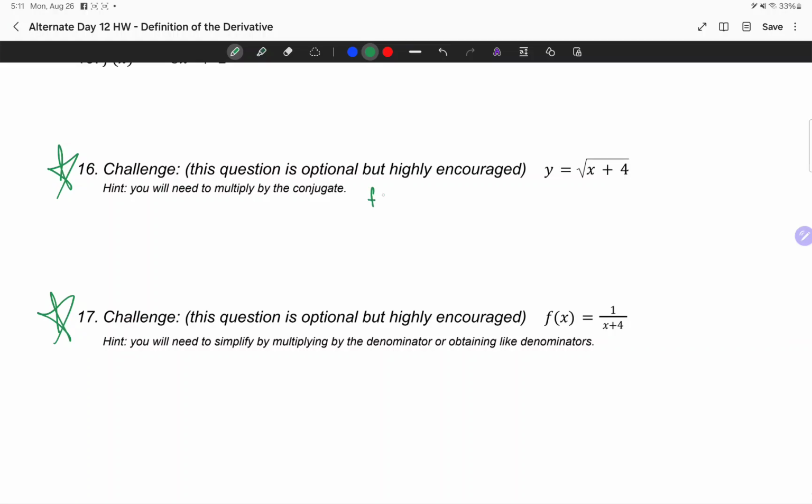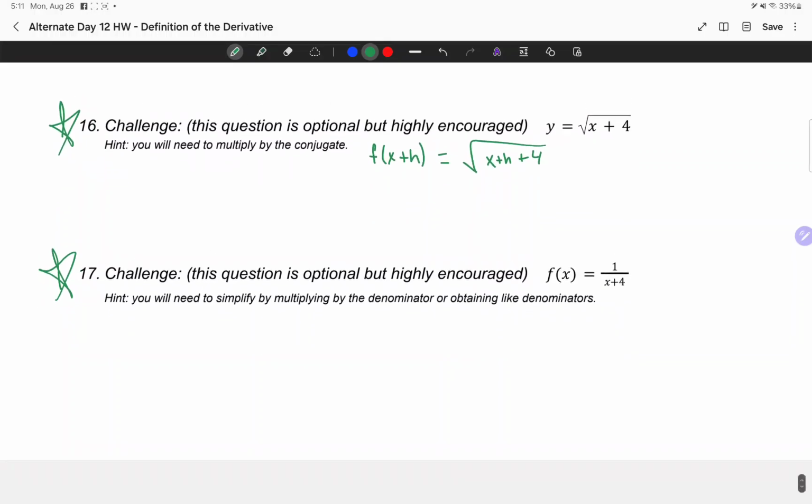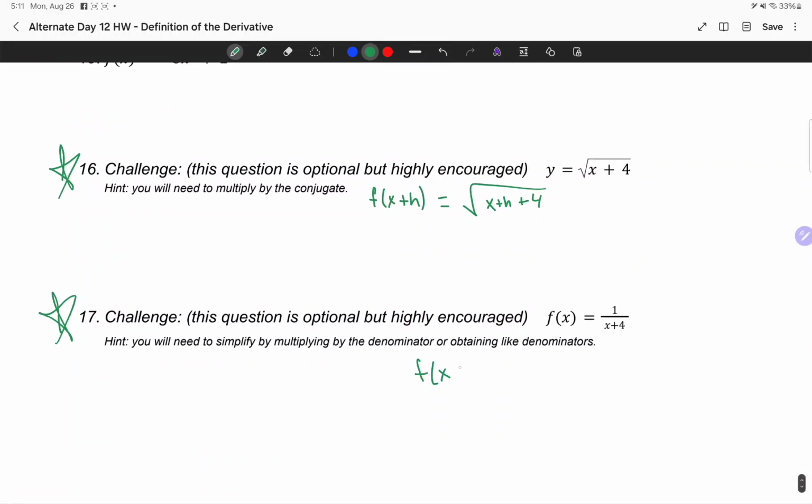In both cases, you'll do an f of x plus h. This will be radical x plus h plus 4. You can drop the parentheses, so you just have x plus h plus 4. And in this case, the f of x plus h will be 1 over x plus h plus 4. So in this case, you're going to need to multiply by the conjugate. And in this case, you're going to need to either multiply by the denominators or get like denominators so that you can cancel out that h in the denominator.